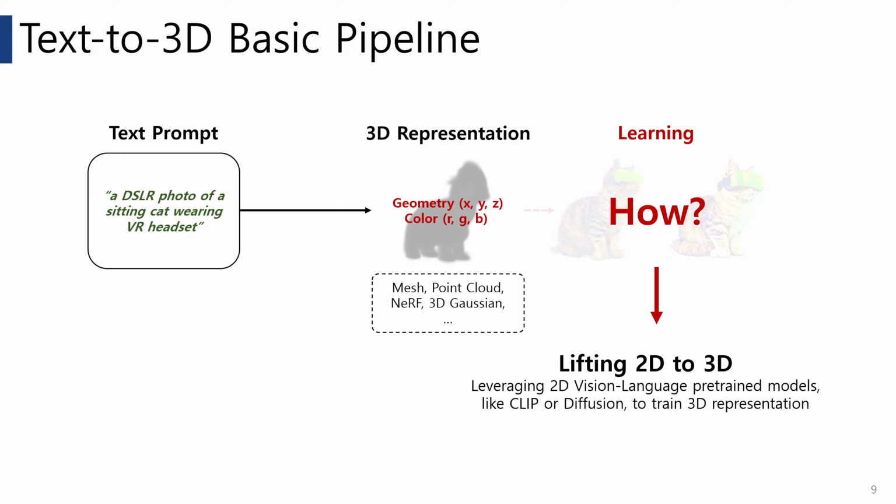On the other hand, 2D images are abundant and there are already AI models trained on massive data with excellent performance. For example, models like CLIP or diffusion models have been trained on huge paired datasets of text and images, enabling them to generate text and images interchangeably. Using these 2D vision and language pair pre-trained models to train 3D representations is what we call the lifting 2D to 3D technique.